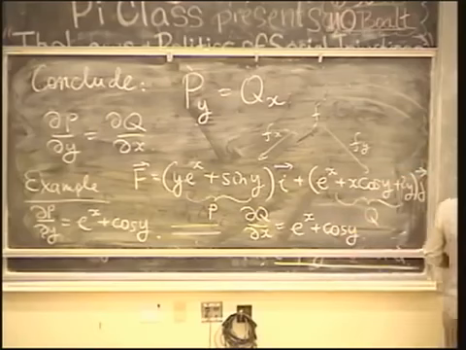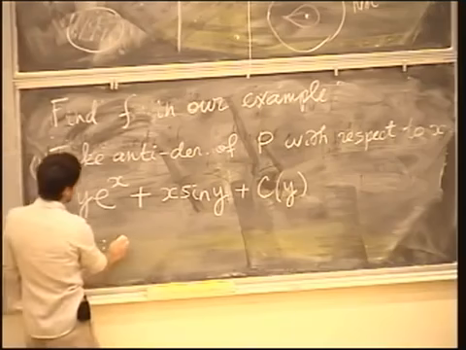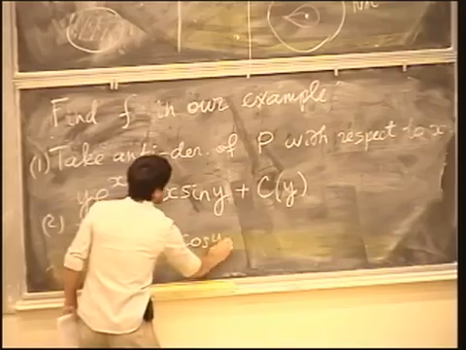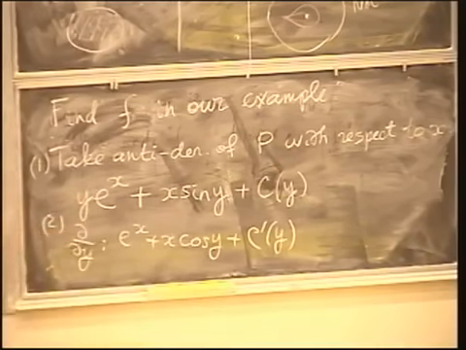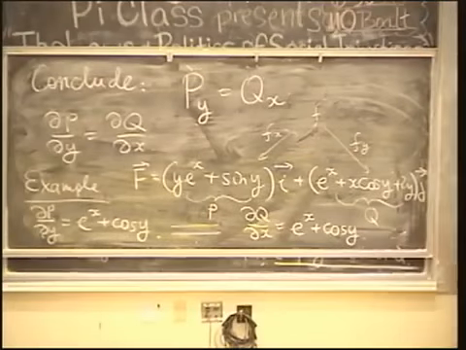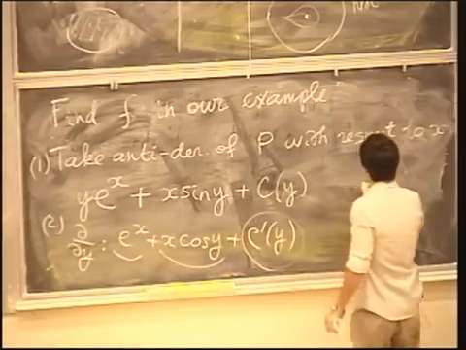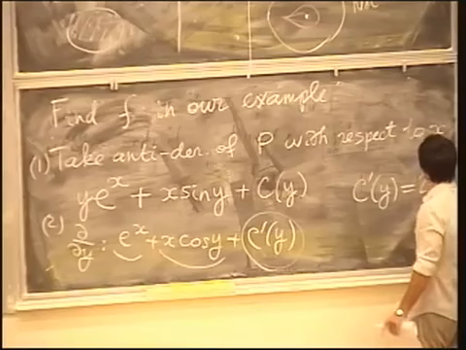So the first step is like this. Second is to differentiate with respect to y. What do you get? You get e to the x plus x cosine y plus c prime of y. That's what we get. But this is what we should get: e to the x plus x cosine y plus 2y. So we recognize that the first two terms have appeared. And now we want to find what c prime is. Comparing to the formula for q, we find that c prime is 2y.